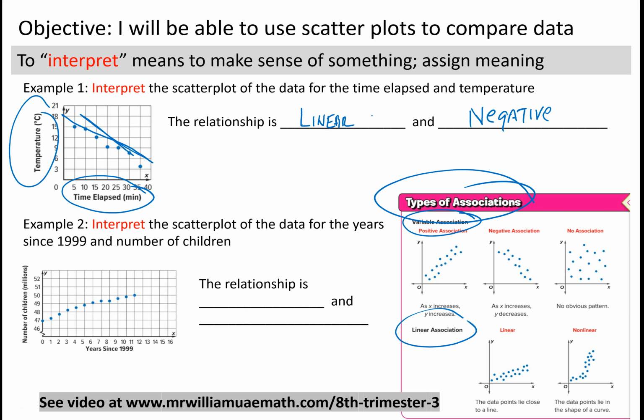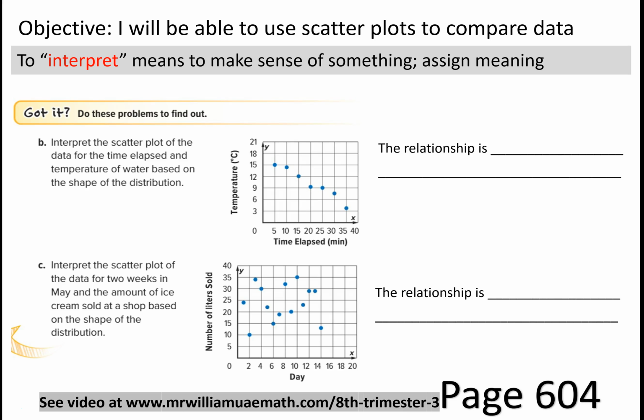Okay. The next one. Interpret this scatter plot. It's pretty linear, right? But this one, it kind of goes up, so we say it's positive. Okay? So go ahead and interpret these scatter plots. Let me know if it's positive, negative, linear, nonlinear, or no association.